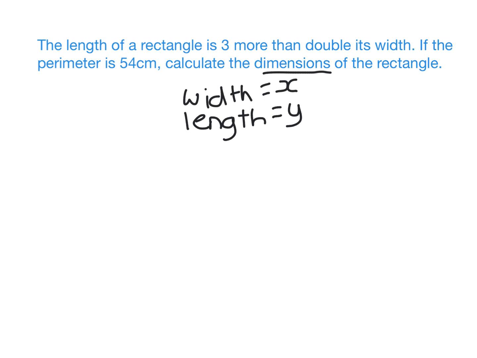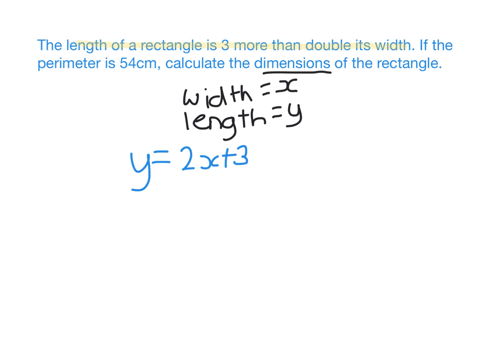So after defining our variables, our next step is to form two equations. We form those from the two bits of information given. The first bit of information tells us that the length is 3 more than double its width. So let's turn that into an equation. Length equals double the width plus 3.